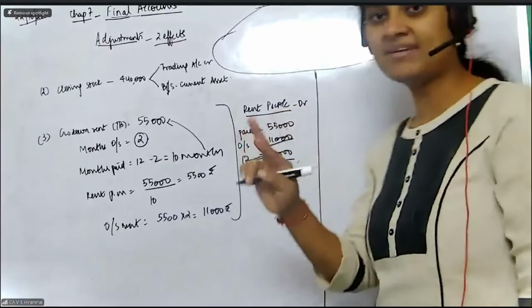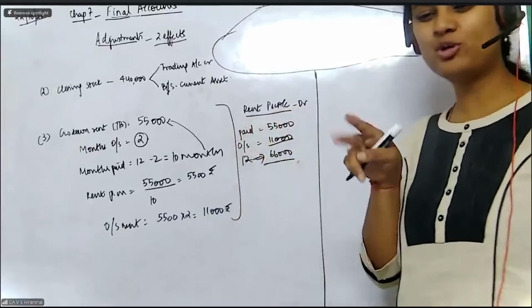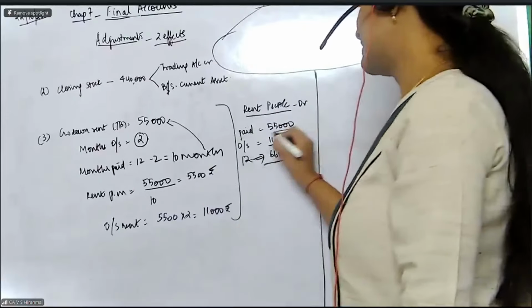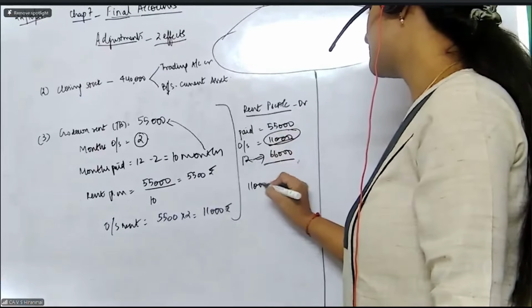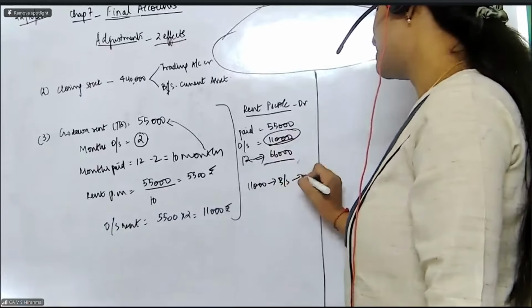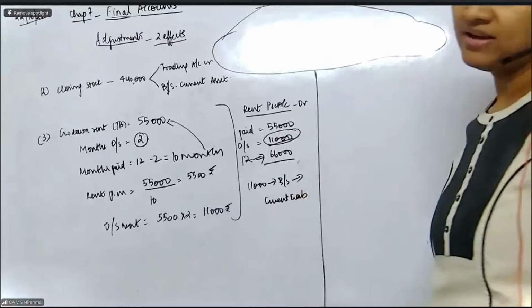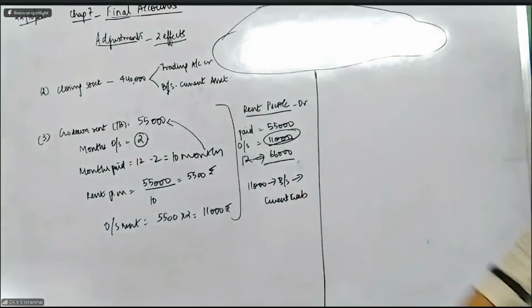Then what is the second effect? Madam, every adjustment should have two effects, no madam. The second effect will go where? The second effect of 11,000 rupees should be shown in the balance sheet under the current liabilities. That's all. Why, madam? Because it is an outstanding expense. 11,000 is an outstanding expense.